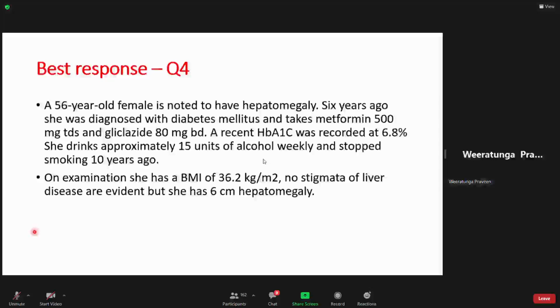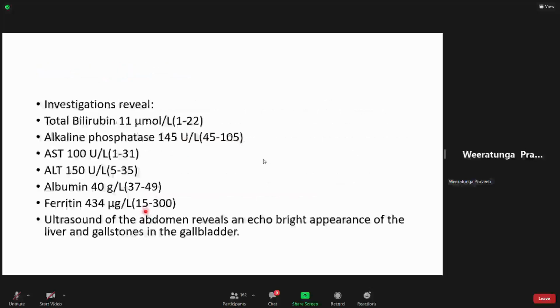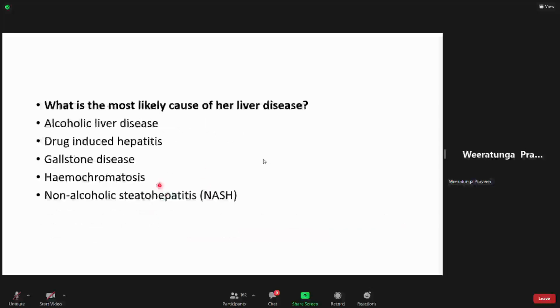Right. A 56-year-old female with hepatomegaly, diabetes, HbA1c 6.8, alcohol 15 units weekly, and obese. There are a lot of details here. Ferritin is a bit high, AST/ALT is slightly high, and albumin is normal. Right. Now, to know the answer to this, what do you need to figure out?